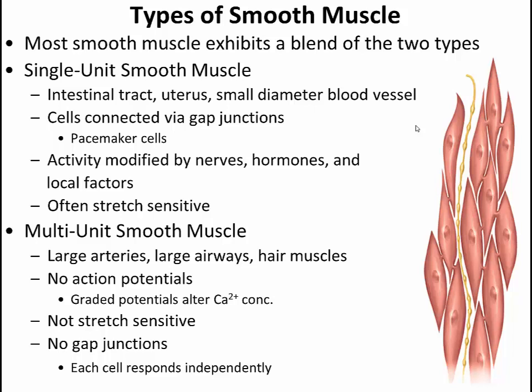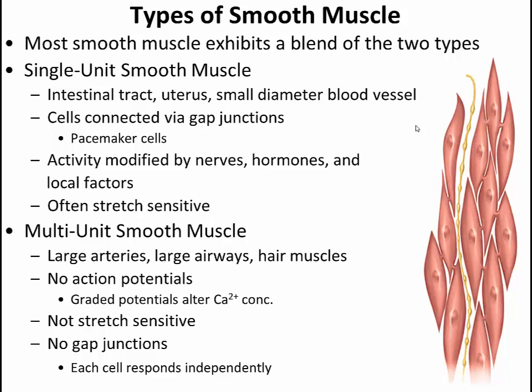And so we see this type of smooth muscle in the intestinal tract, as we mentioned previously. Small diameter blood vessels, the uterus, for example. The contractile activity is modified by nerves, hormones, and local factors. Oftentimes it's stretch sensitive, but the overall initiation of contraction is independent of the nervous system. Secondly, we have multi-unit smooth muscle.